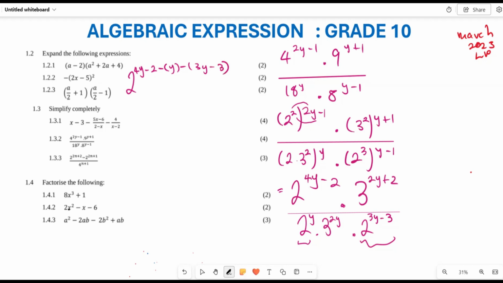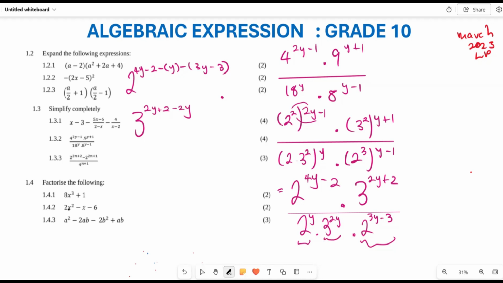Then from here, I want to also do my 3. And let me just make up my space here. Hopefully you can see that the 3 is here. So the 3 is going to be 3 to the power of 2y, this is 3 to the power of 2y plus 2, then subtract my 2y, because this is the only one where you have the 3.